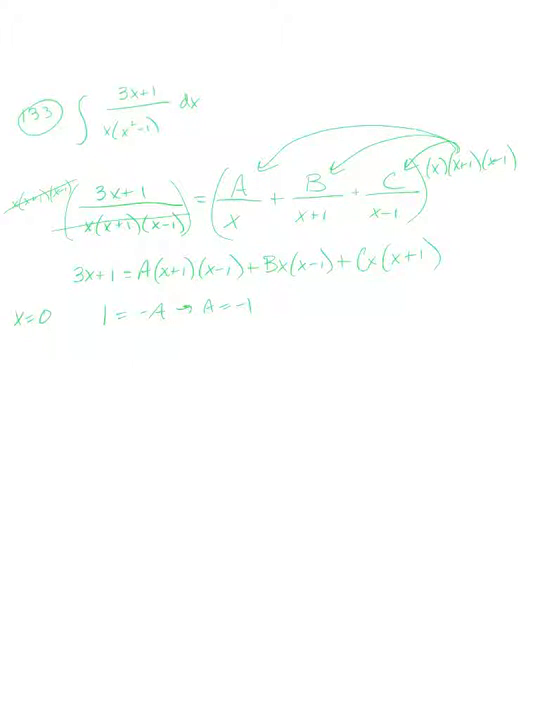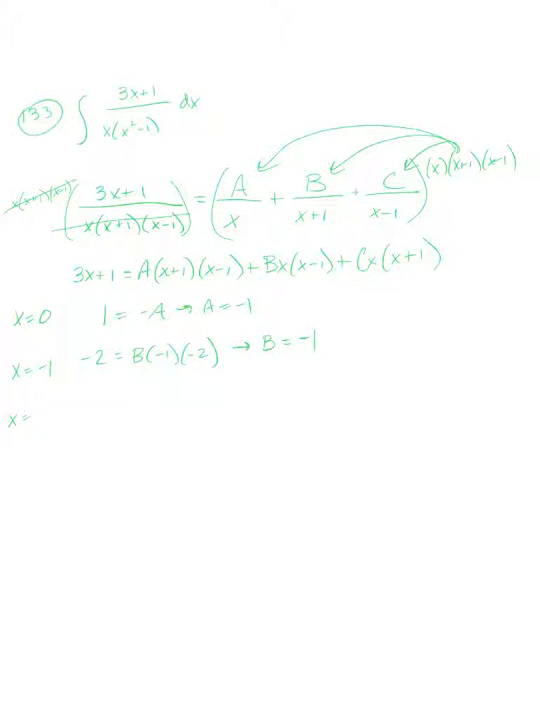Let's see, the next x value I'll plug in will be negative 1. So that's negative 3 plus 1, which is negative 2. My a term drops out. My b term becomes b times negative 1 times negative 2. And my c term drops out. So this means that b is negative 2 over 2, which is negative 1.